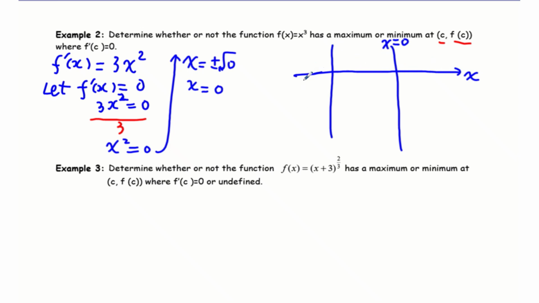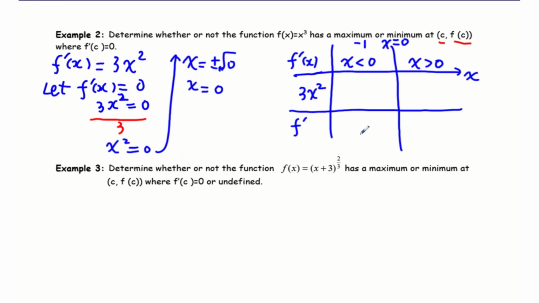In this column we are going to put f prime x, so we have 3x squared. Then we determine whether f prime is positive or negative. So this is our chart. This is x, where f prime equals 0. You have 1 zero, then you have 2 intervals. You have 2 zeros, you have 3 intervals. You have 3 zeros, you have 4 intervals. So here on the left side of 0 is x less than 0. On the right side is x greater than 0.